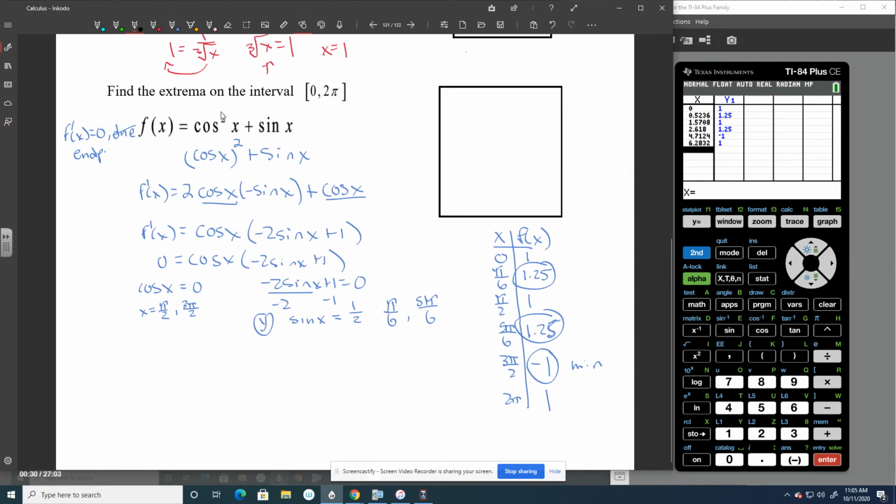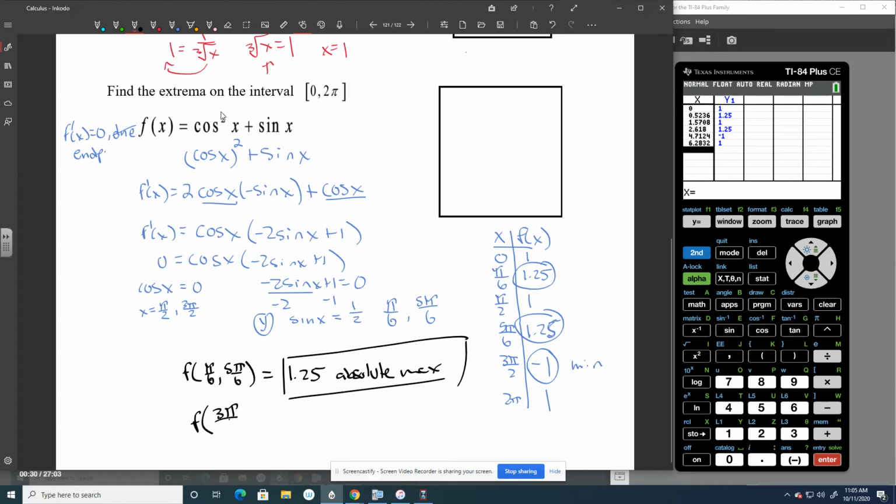So I can say that f of pi over 6, comma, 5 pi over 6 is equal to 1.25, which is my absolute maximum. Okay, 1.25 is my absolute maximum. They're not going to pull it from the graph or the table, so I just want to write where I got that from. And then f of 3 pi halves is equal to -1, which is my absolute minimum. So -1 is my absolute minimum, and 1.25 is my maximum.